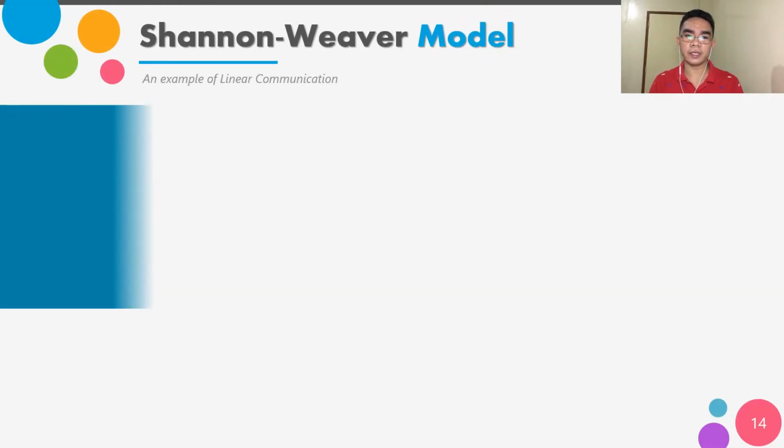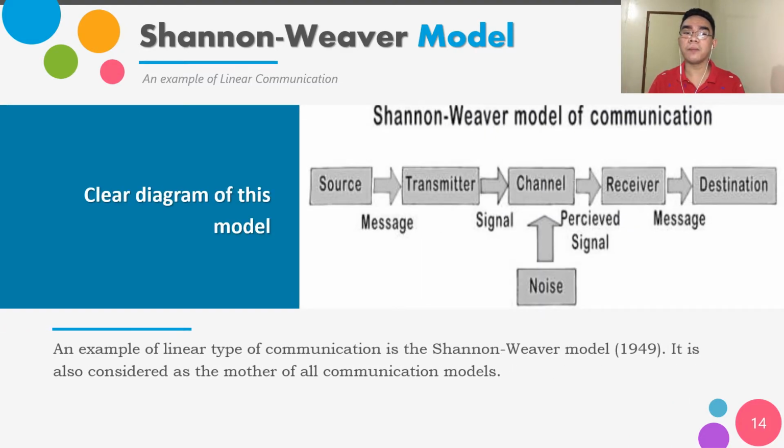Here is the example of a linear communication, and that is the Shannon-Weaver Model. This is an example of a one-way communication process. The Shannon-Weaver Model is considered the mother of all communication models, since the first communication model was presented through a one-way communication process. That's why this is the very first model that was created to represent one-way communication.